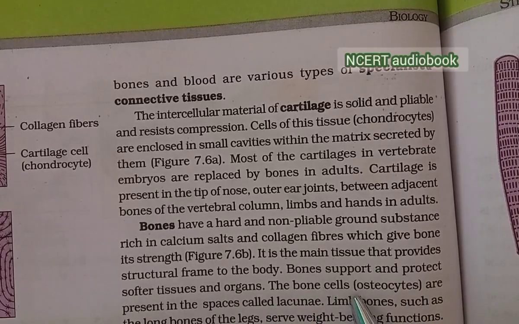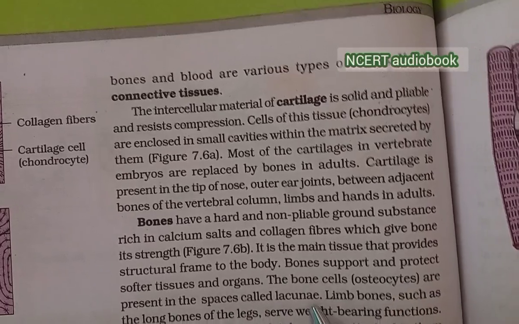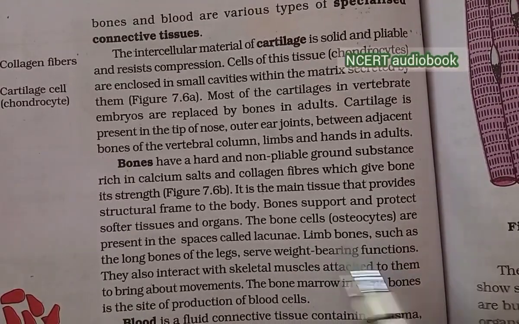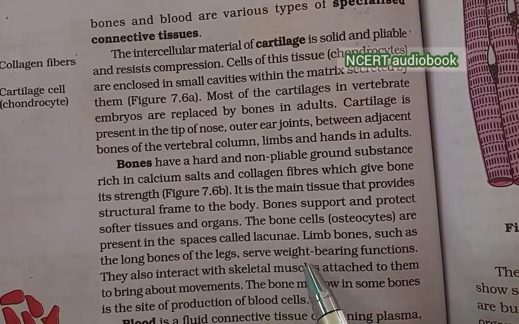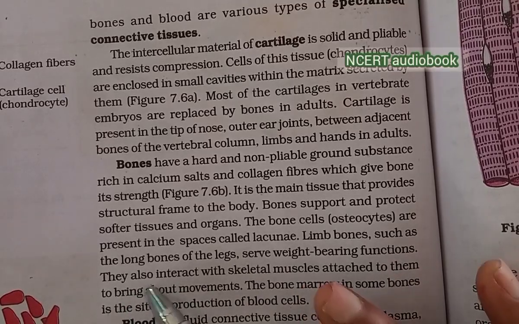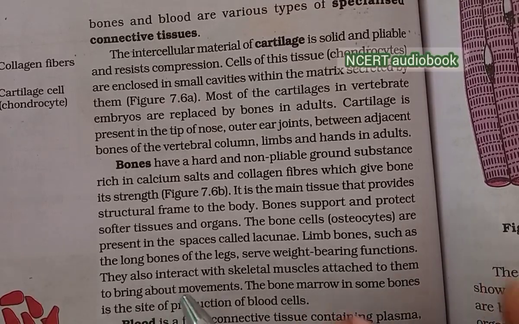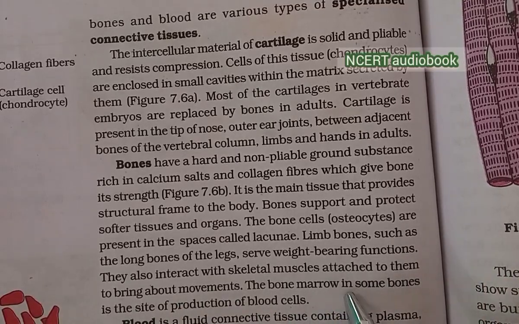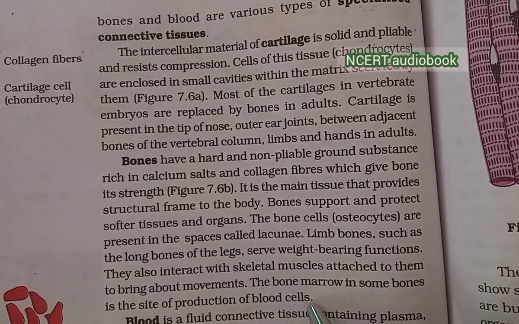The bone cells, osteocytes, are present in spaces called lacunae. Limb bones such as the long bones of the legs serve a weight bearing function. They also interact with the skeletal muscles attached to them to bring about movement. The bone marrow in some bones is the site of production of blood cells.